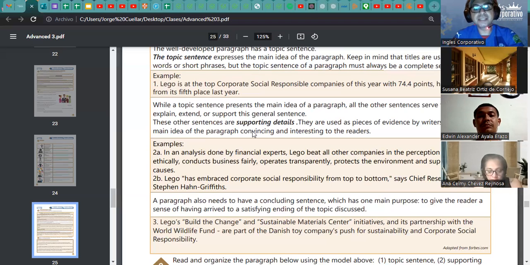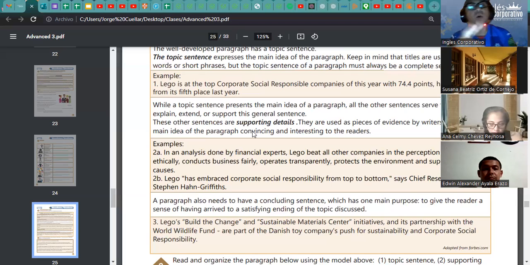Lego's Build the Chance and Sustainable Material Centers initiatives and its partnership with the World Wildlife Fund are part of the Danish toy company's push for sustainability and corporate social responsibility. So in this case, we have the whole thing, the topic sentence, the supporting details, and the conclusion. And then it's complete, the whole thing. Do you have any questions?